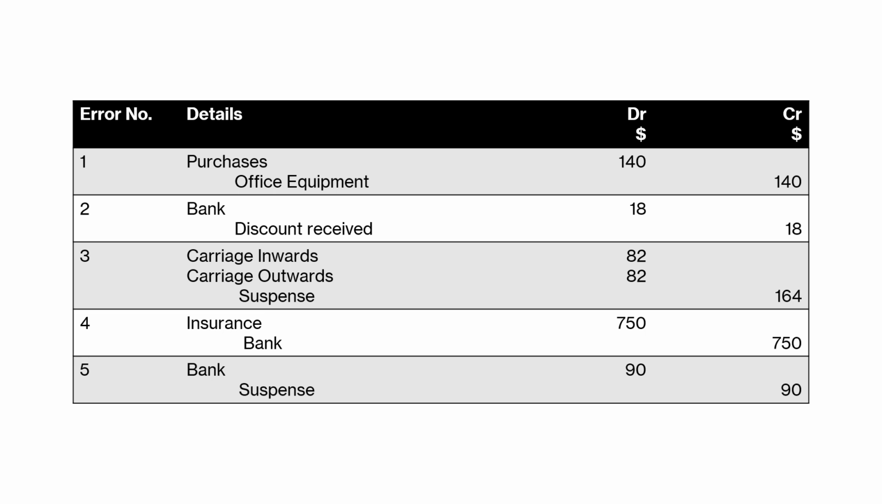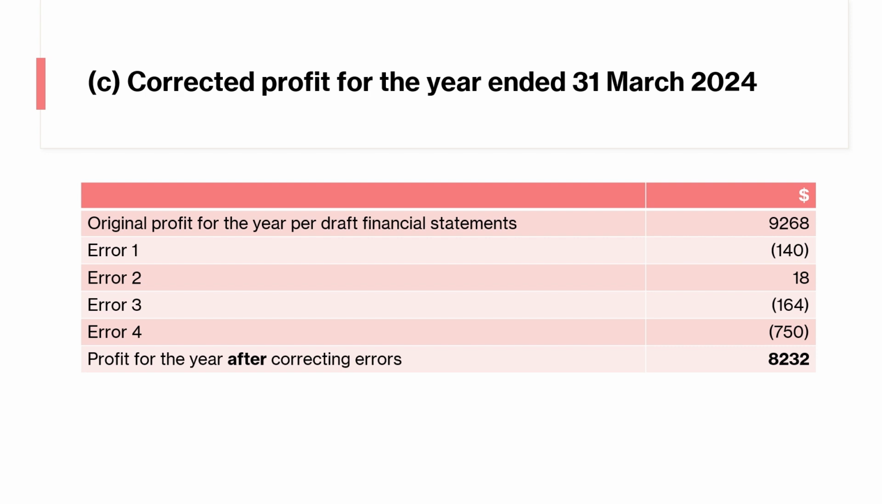Last one, bank account and suspense account. There is no expense or income account involved, so we can ignore that. You will get 8,232 as your new profit figure.